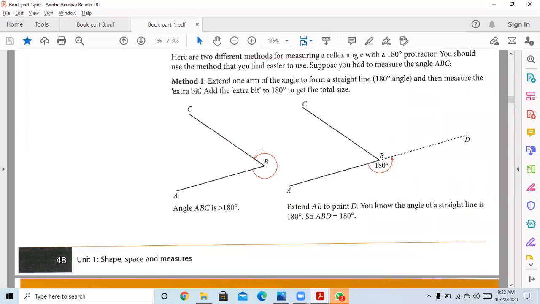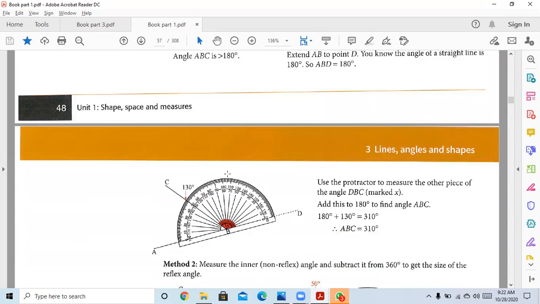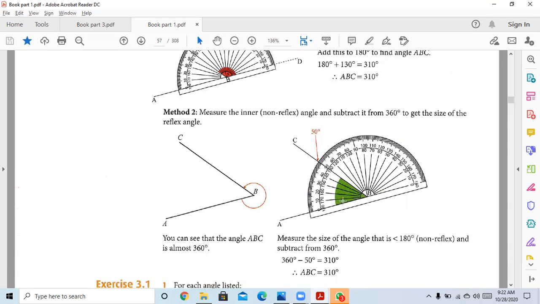Let's suppose he said from here to here is 270. So what is the angle of this one? You can easily find it's equal to 90. Or if you have different angles, you can easily find the right answer. So in this whole chapter you are just using a protractor.